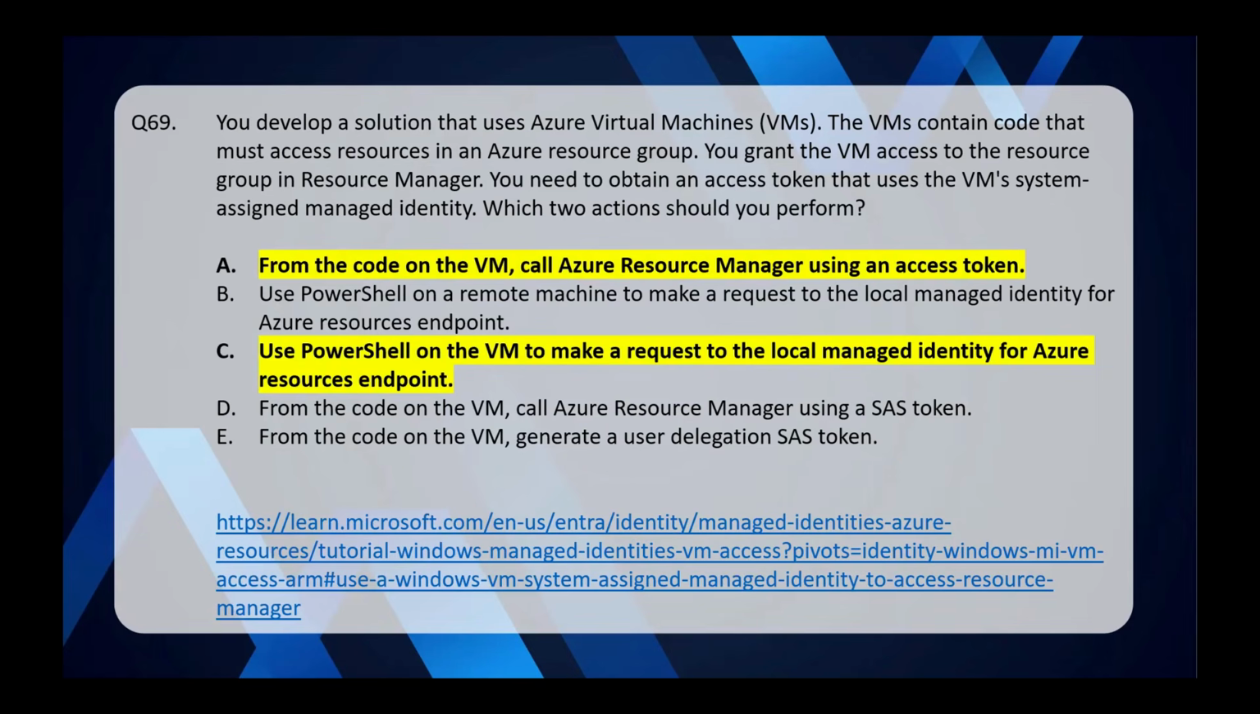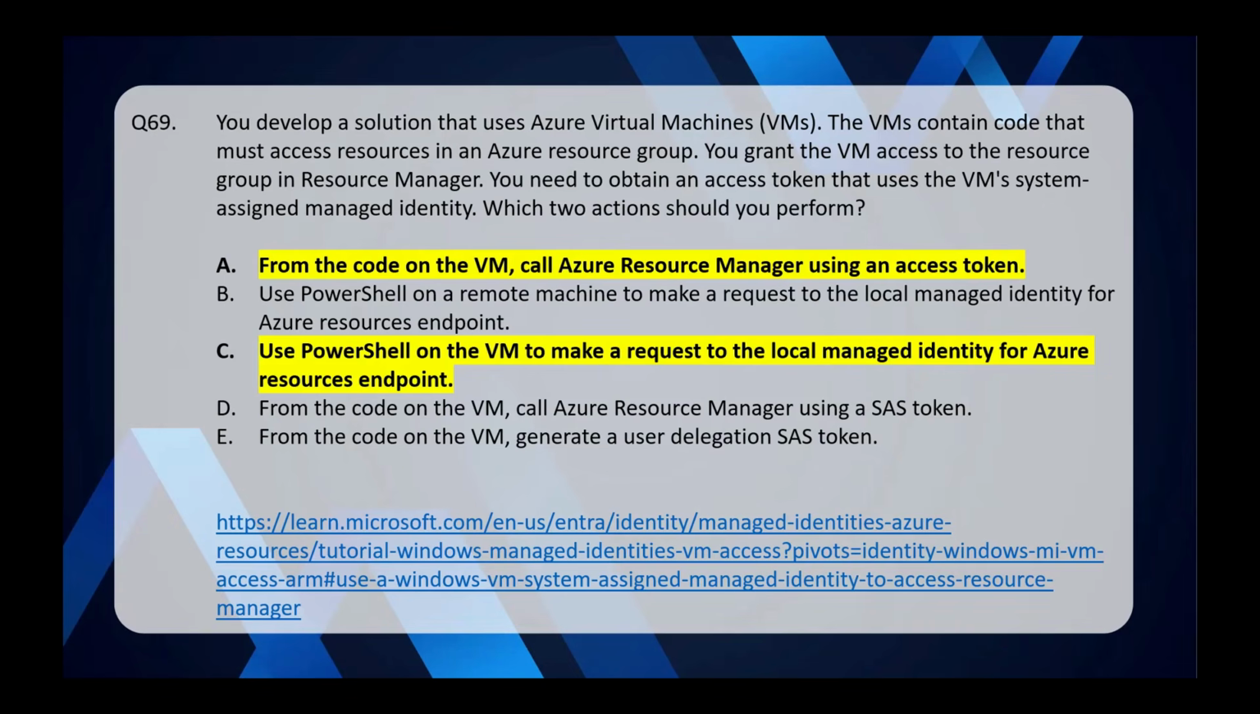Option B is incorrect, as the managed identity endpoint is only accessible inside the VM. And option D and option E talk about SAS tokens, which are for storage, not Azure Resource Manager. So friends, you could either understand how I came to the solution by understanding the logic behind the question, or you could try the elimination approach.